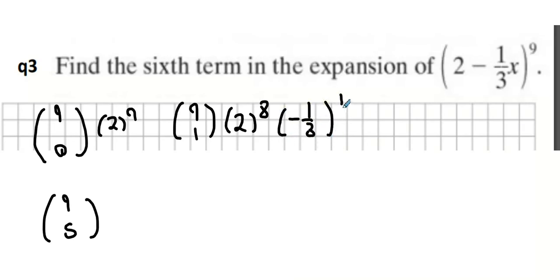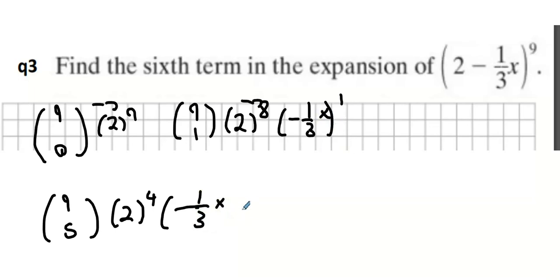Lads, by the time you get to the fifth one, what is it? 9 take away 5? 4. It'd be 2 to the power of 4. See the way 9 take away 1 gets you 8. See the way 9 take away 0 gets you 9. And then what's the second one then? What's the next one? 5. Everybody cool with that?